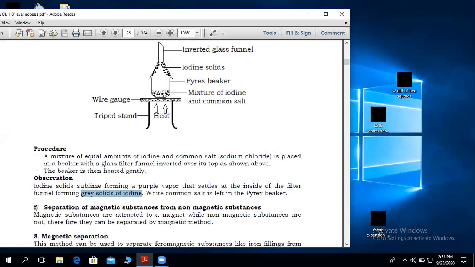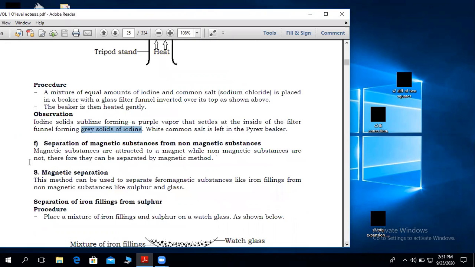When you heat, ammonium chloride will sublime. It can be iron 3 chloride and sand. When you heat, iron 3 chloride will sublime and the sand will be left behind. So the important part of this chemistry is sublimation. It's all about sublimation. Let's look at another method of separating solid mixtures.